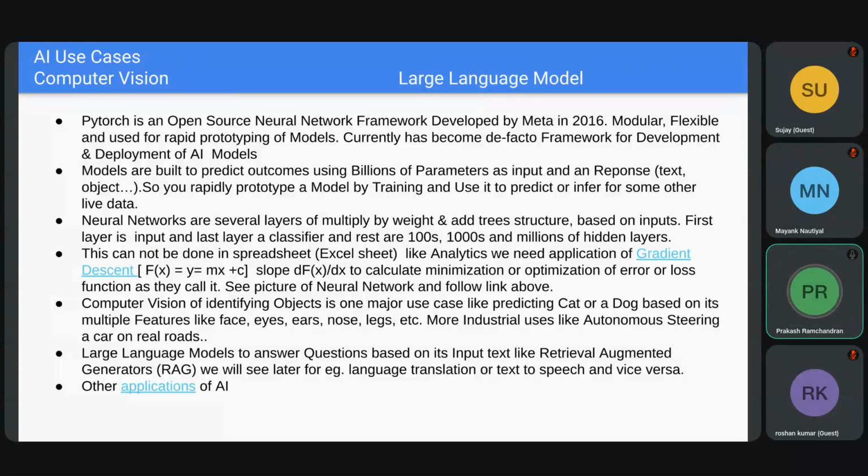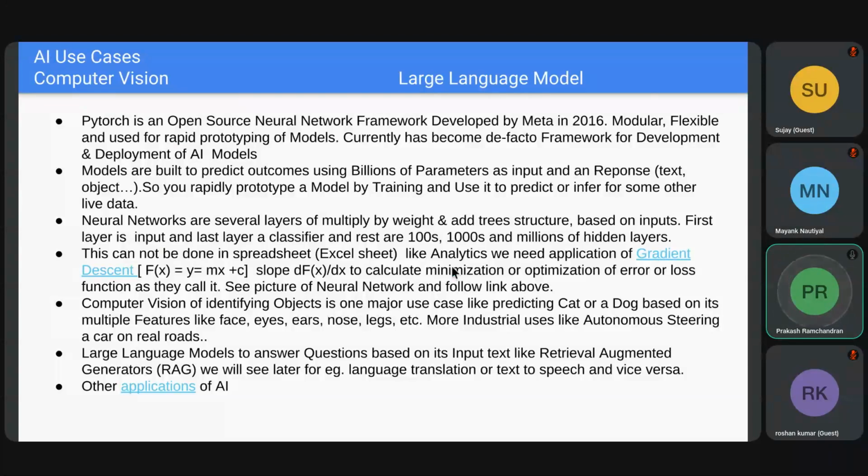So the idea is to make sure that you train the model and you predict, and this is what the neural network does. Computer vision is for image recognition, object recognition and all that. It could be for a mission critical example, and all of these are based on gradient descent.